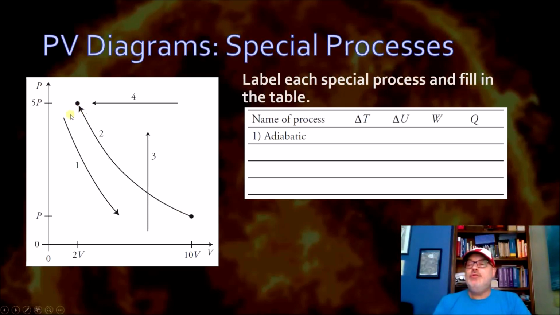How do I know number 2 is an isotherm? Well, this is 5P times 2V. That's 10 PV. And then down here, this is 1P times 10V. So that's also 10 PV. So this has the same temperature end to end. So it's an isotherm, where number 1 is steeper and won't have the same temperatures end to end. So therefore, it's an adiabatic process. Number 4 is an isobaric process, and number 3 is an isovolumetric or constant volume process.